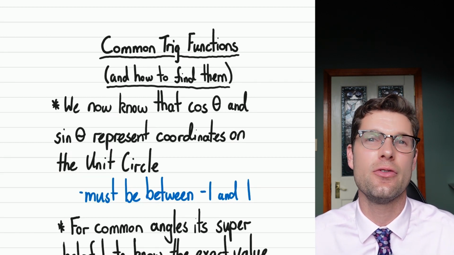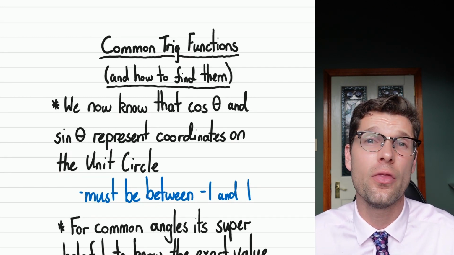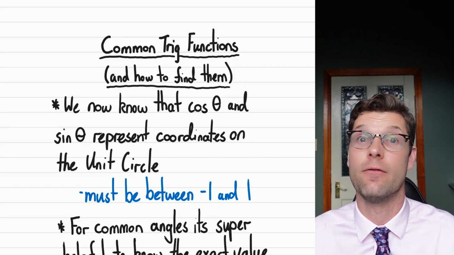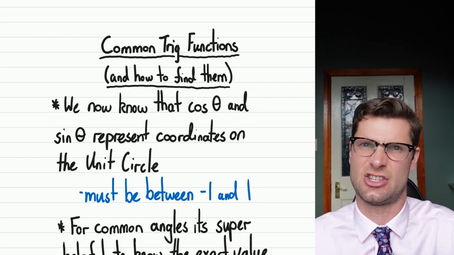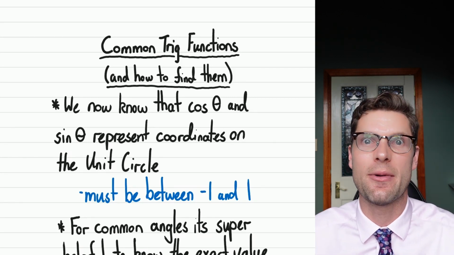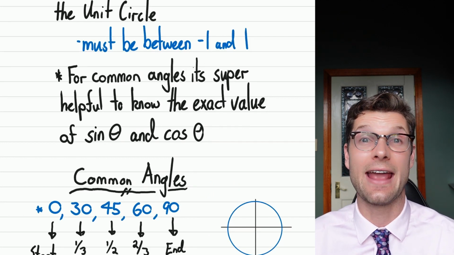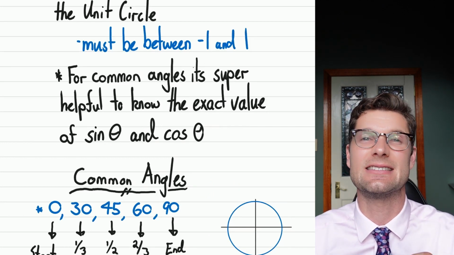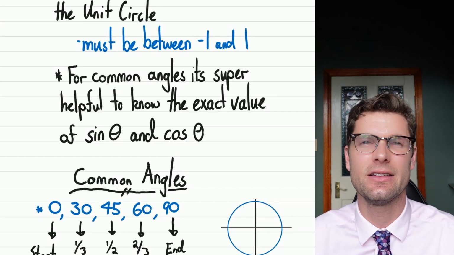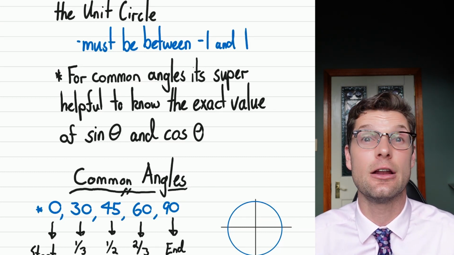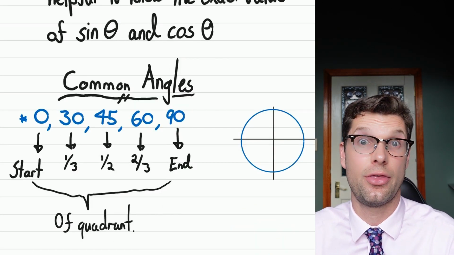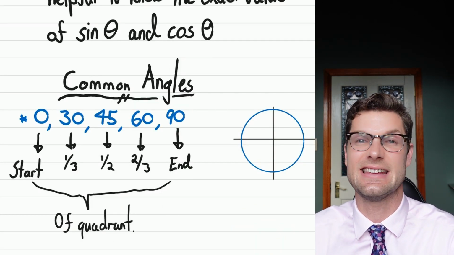We also need to know that any time we get a coordinate on this unit circle, it's going to be between -1 and 1 for both x and y, because the circle has a radius of 1 and can't get out of those parameters. So for some of the common angles, it's super helpful to know exactly what they equal, because then we can use these very quickly to find information in a lot of different scenarios. So our common angles are 0, 30, 45, 60, and 90.